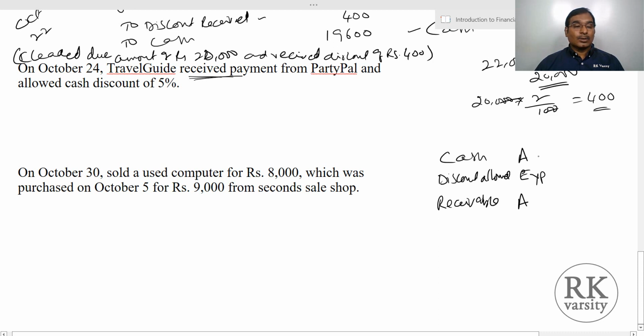Now receivable as an asset, cash is an asset. So what is happening with your cash? There is an increase, you are receiving a cash, so increase in a cash. Then receivable, another asset, there is a decrease in another asset. And discount is an expenditure, so there is an increase in your expenditure. Now how much cash are you receiving?